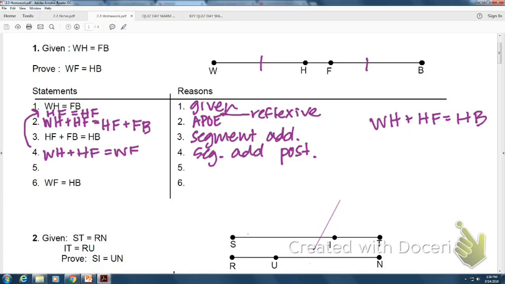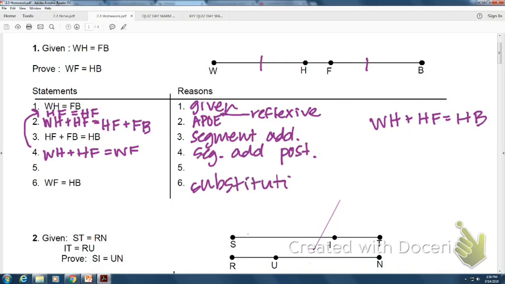WF. Where else do I have HF plus FB? Third line, and what did it equal? HB. So now I have WF equal to HB. Why? Substitution. Because we put that reflexive step up here, it threw off our numbering, so you don't actually need step 5 because we put 5 technically up here. Okay? So WF equals HB because of substitution.